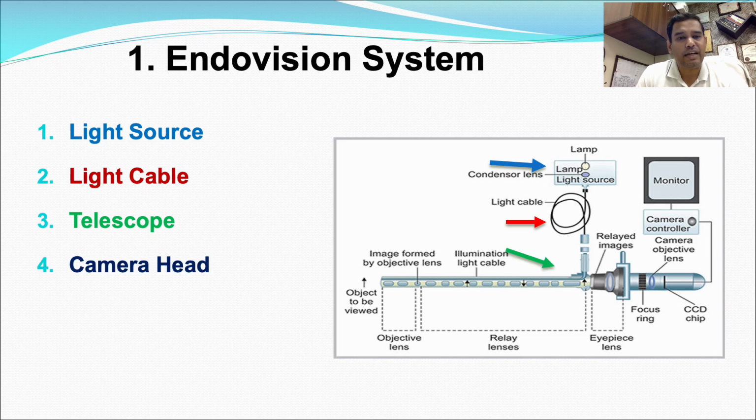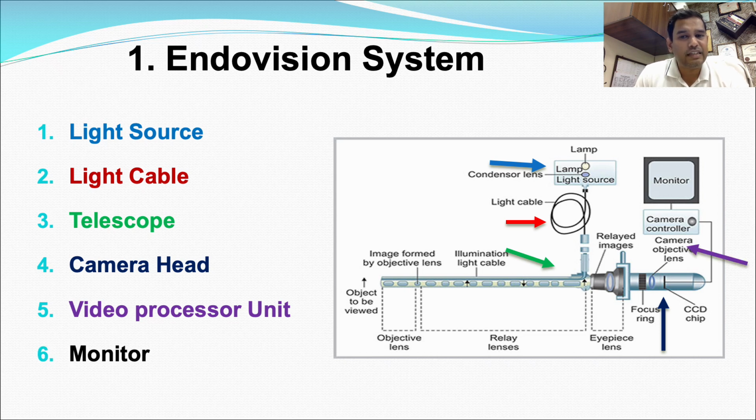Fourth is the camera head. Camera head is attached to the telescope and it processes the optical image that is received by the telescope and converts it into a digital data or digital image which goes further into the video processing unit, and this video processing unit processes the data and then in turn reflects this data and forms an image over the monitor.